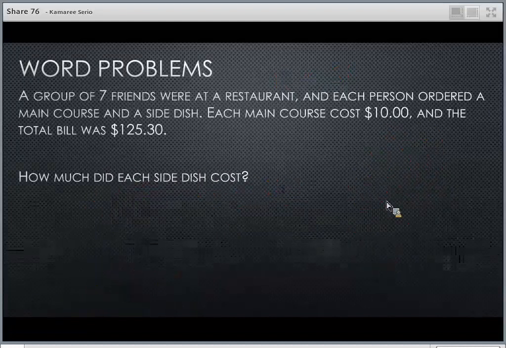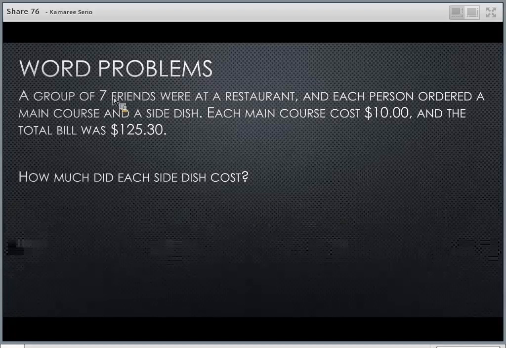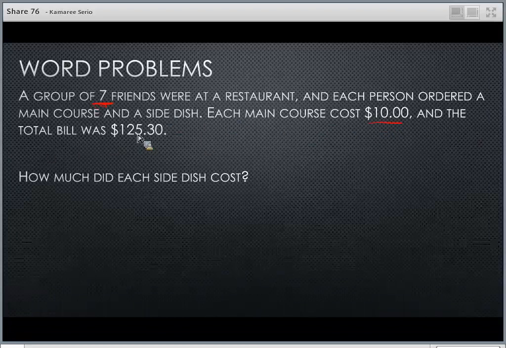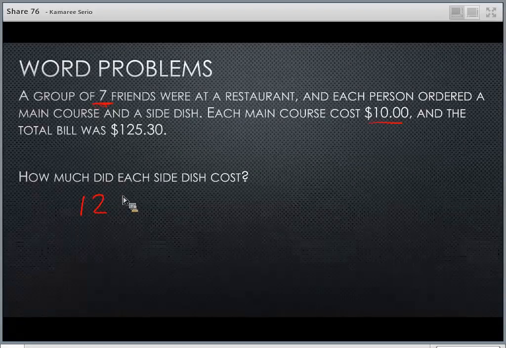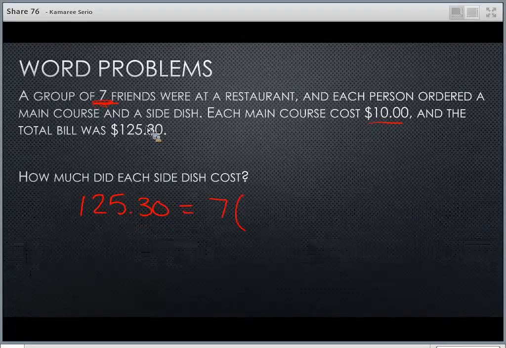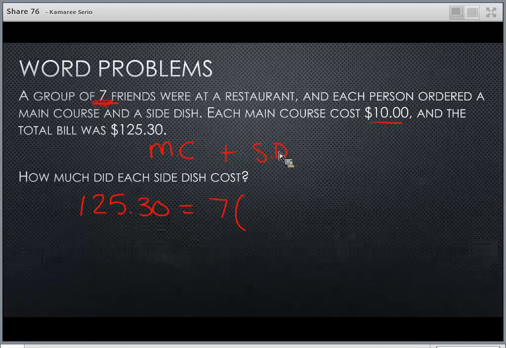Okay. And it says that a group of 7 friends were at a restaurant, and each person ordered a main course and a side dish. Okay, so they all ordered a main course plus a side dish. The main course cost $10, and the bill total was $125.30. Now there are 7 friends. Each of them ordered a main course plus a side dish, and the main course was $10.